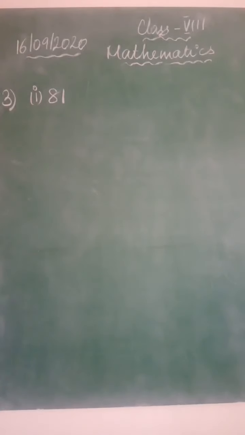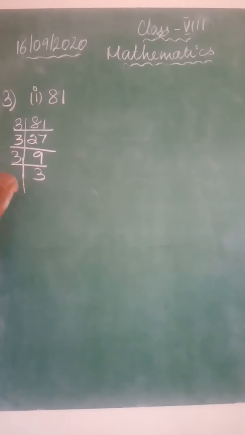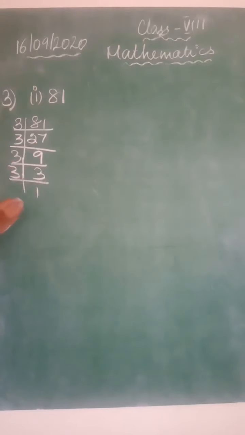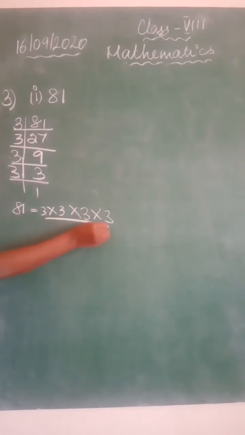Okay. So prime factorize 81. 3 27s are 81. Then 3 9s are 27. Then 3 3s are 9 and then 3 1s are 3. So 81 can be written as 3 into 3 into 3 into 3. Only 4 3s are here, right? Okay. So only 1 3 is left without a group of 3.